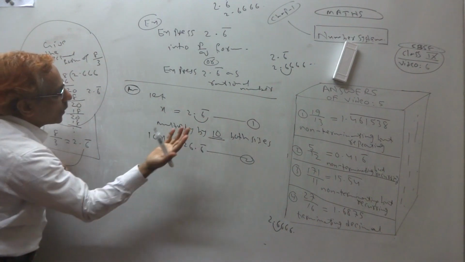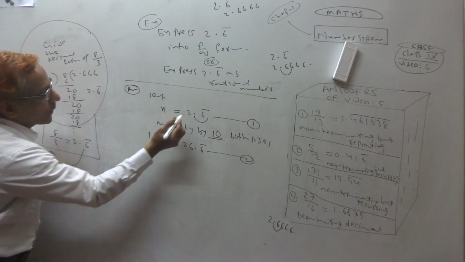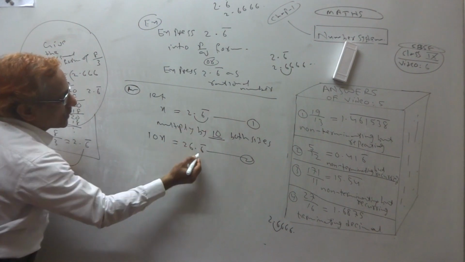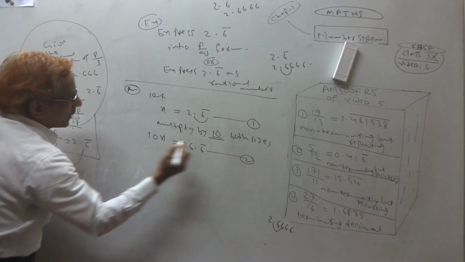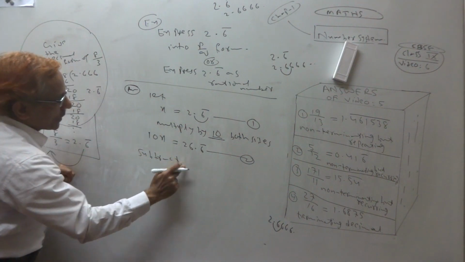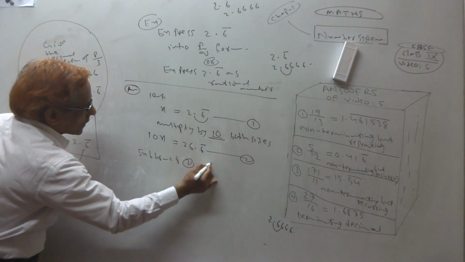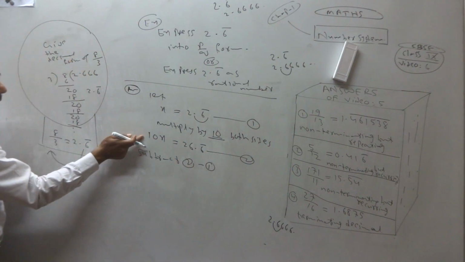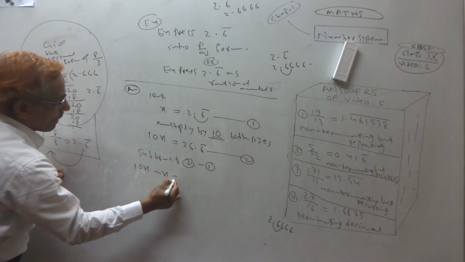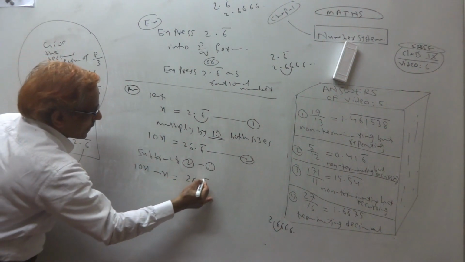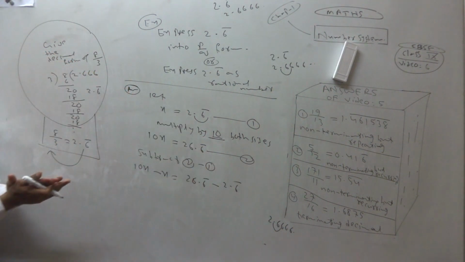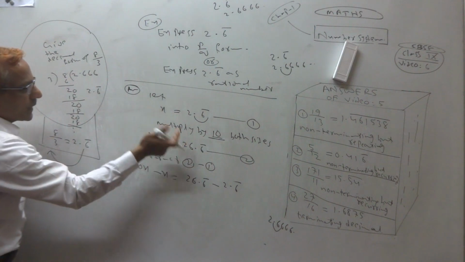So multiply by 10, what happens? This decimal will move here. So you get 26.6 bar. This is second. Now what you have to do, in every question, please subtract second minus first. Second minus first, like this. 10x minus x. 26.6 bar minus 2.6 bar. Yes. 10x minus x and this minus x.